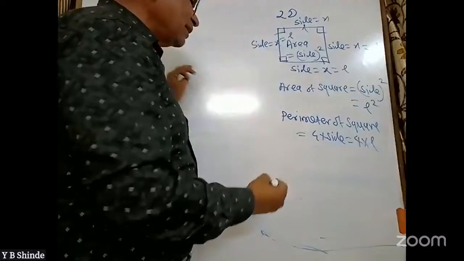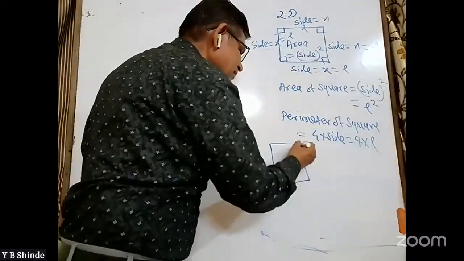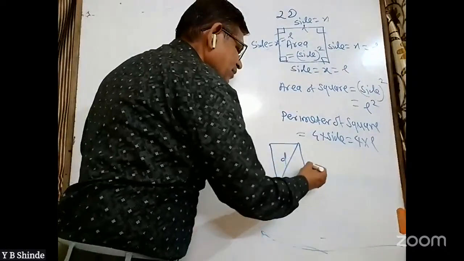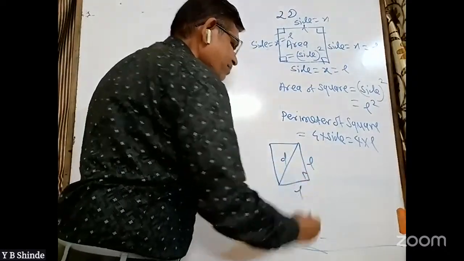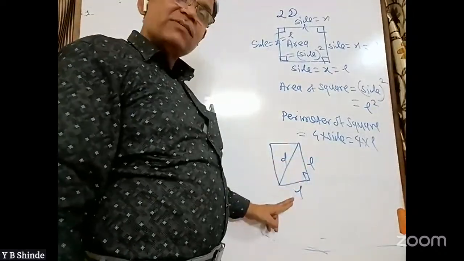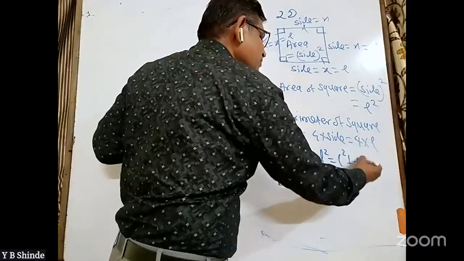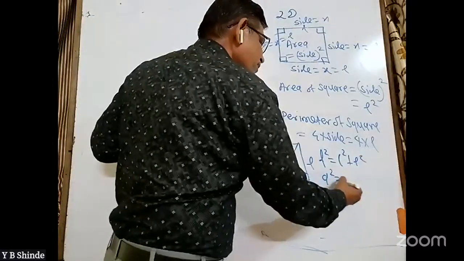And if you consider the diagonal of square here, this is a square and this is a diagonal D. Now this side is L, this side is L. Now do you know Pythagoras? D square will be L square plus L square. So D square will be 2L square.